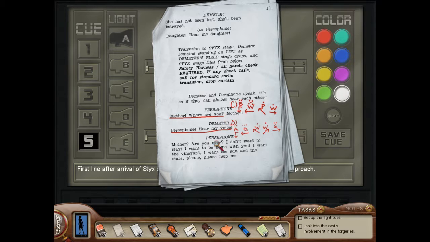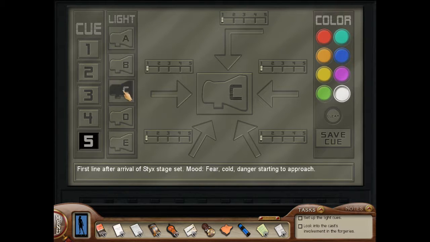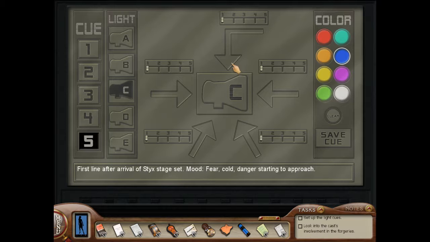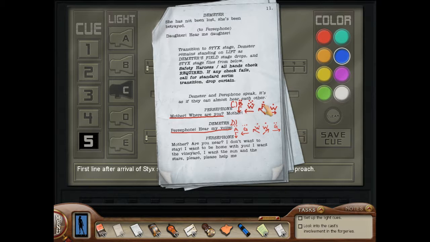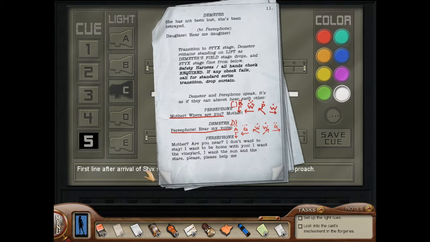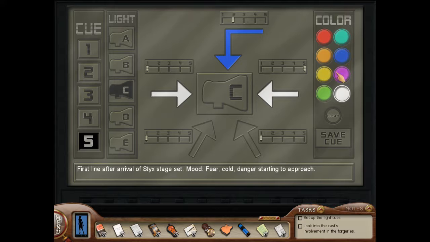Mother, where are you? So it's going to be light C. Blue is going to be down and left 2. Now this one is white on either side, so 5 left, 1 right. And purple up and left 1.